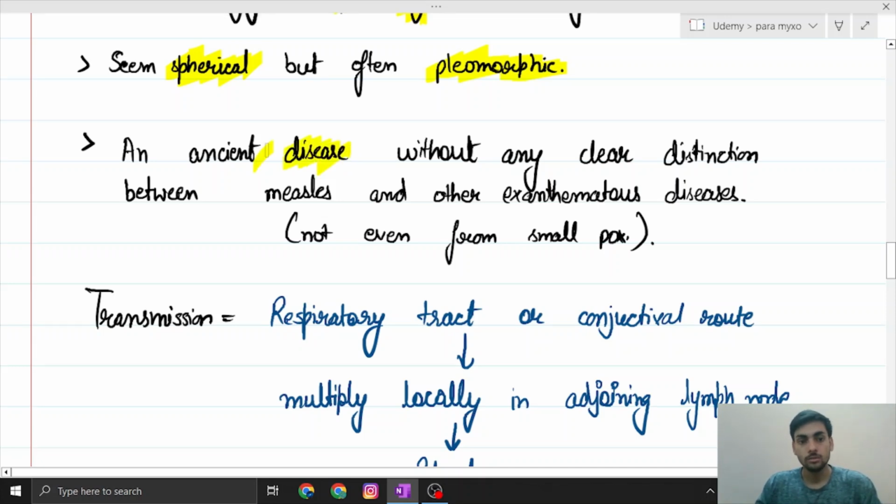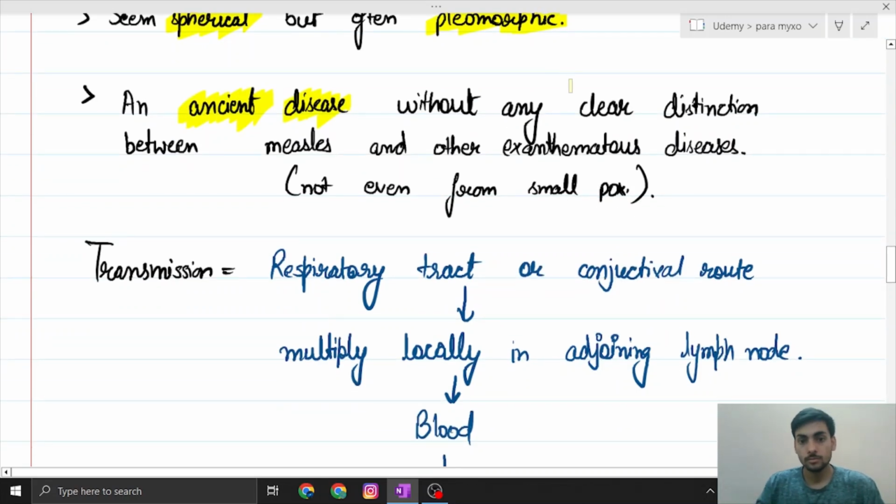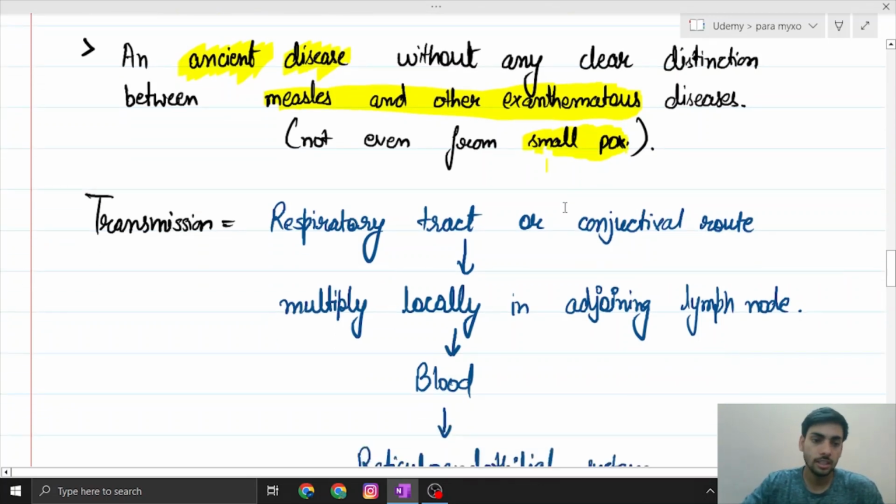First of all, this is an ancient disease. It is very true that it is an ancient disease, because you can see in the records of our world history that measles affected humans as an endemic and epidemic disease also, without any clear distinction between measles and other exanthematous diseases. Some diseases like smallpox also show the same symptoms as measles, so we cannot discuss them here.